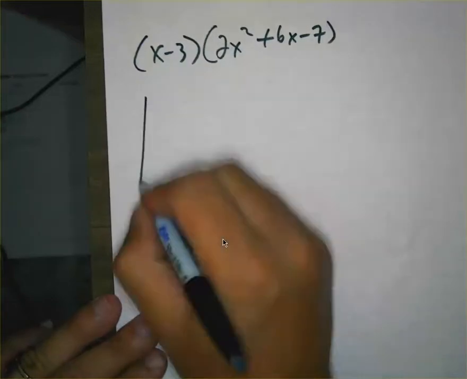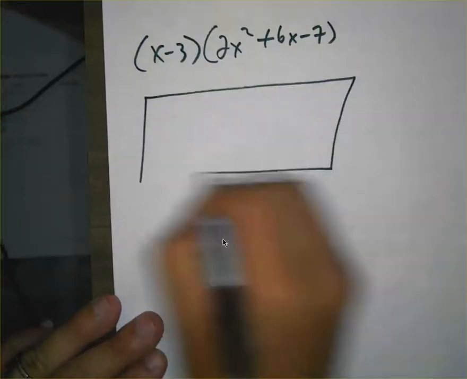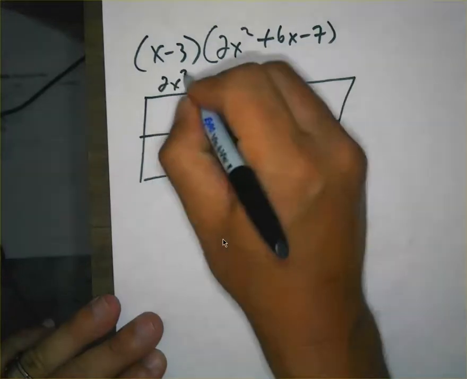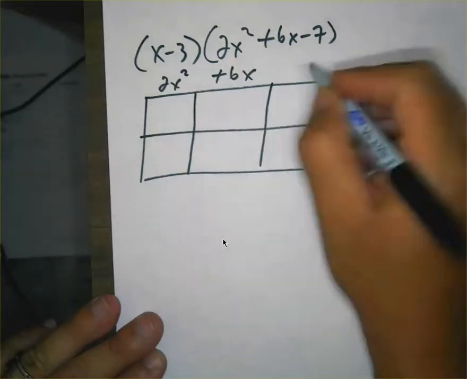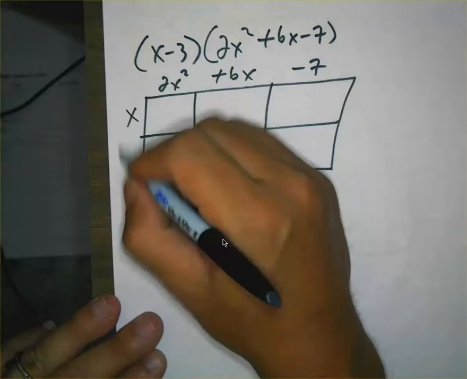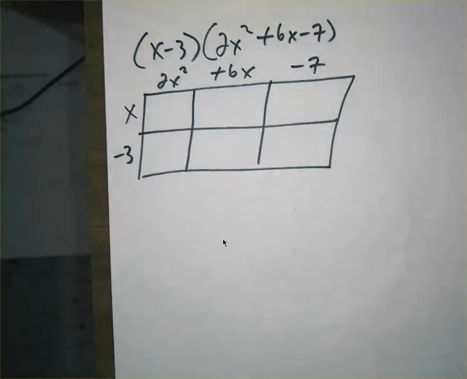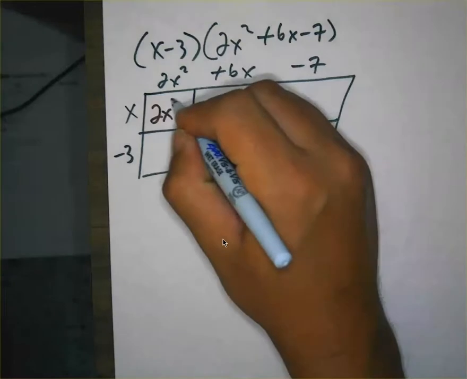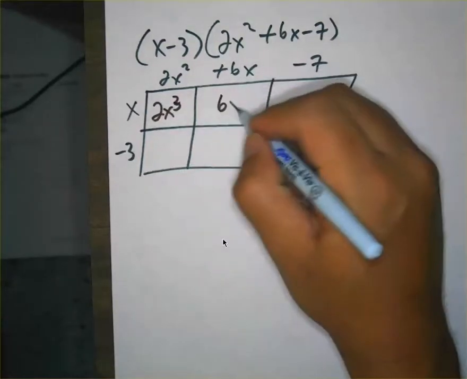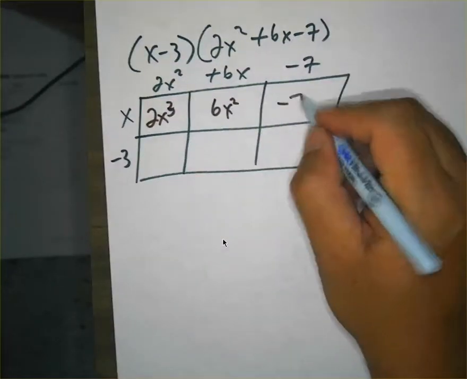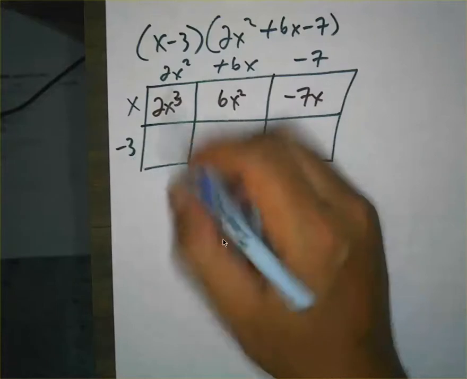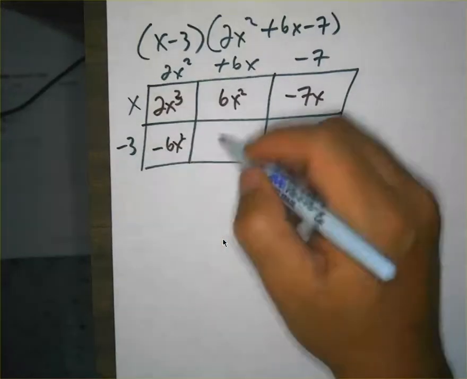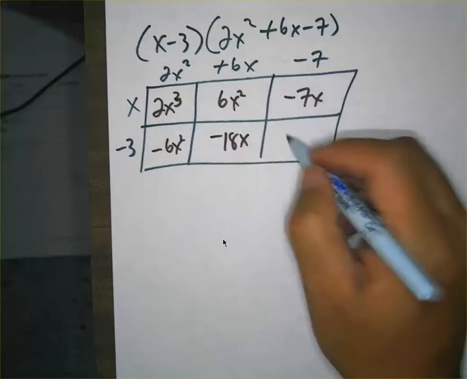I'm going to do this one by something you may or may not have seen, using the rectangle method. So what does that mean? I'm going to put a 2x squared here, a plus 6x here, and a minus 7 here, x minus 3. And then what I'm going to do next is just multiplication. This is 2x cubed. And this is 6x squared because you multiply. This is negative 7x. This is going to be negative 6x squared. This is negative 18x, and that's positive 21.